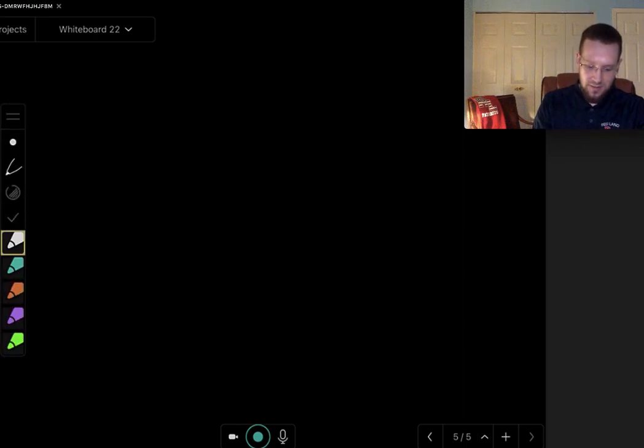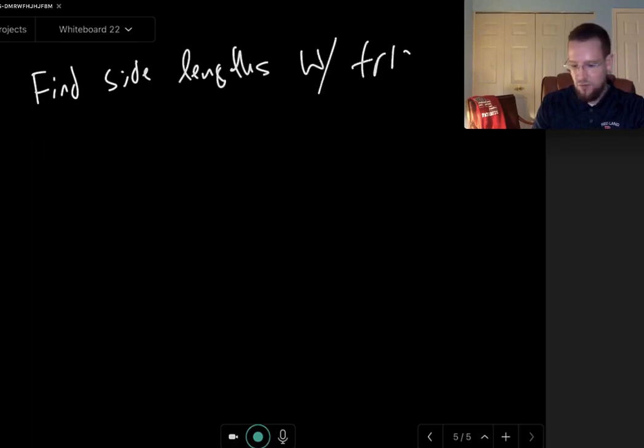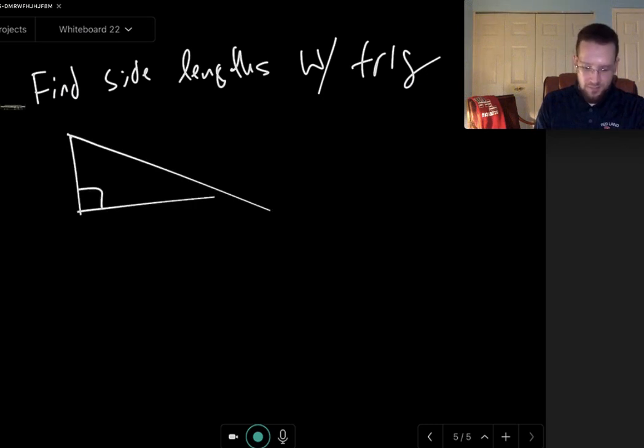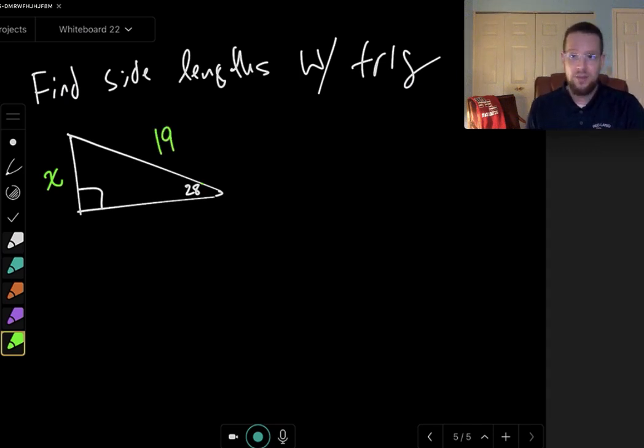We want to find side lengths with trig, and this is actually a lot easier than you might think. What do we want to do here? Well, let's say we have this right triangle, and we're told that this angle down here is 28 degrees. Then we're told that this side over here is some measure we want to find, and our hypotenuse, across from the right angle, is 19 units in length.